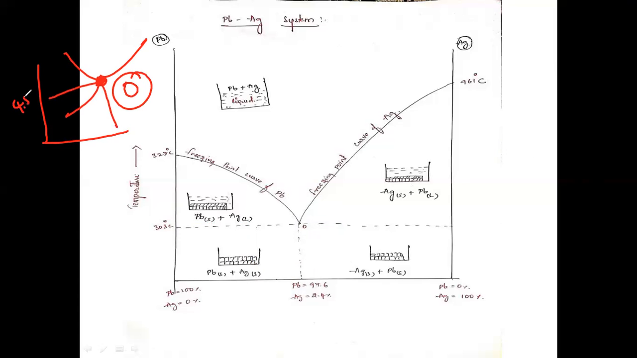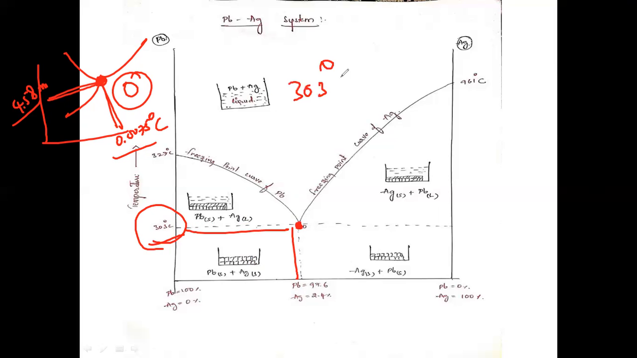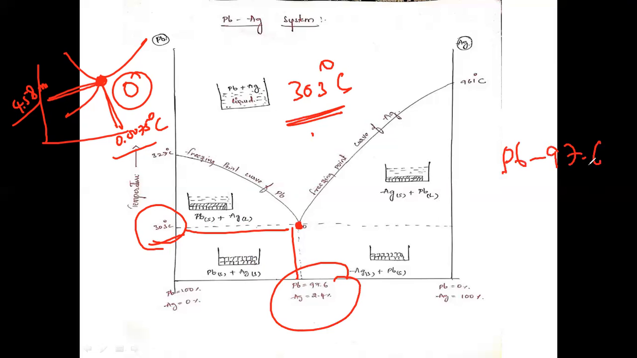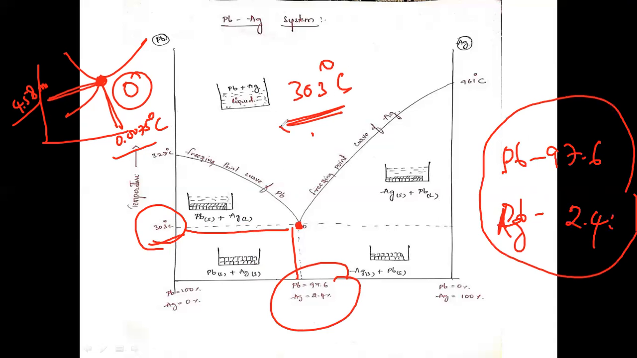Here the pressure is 4.58 mmHg and the temperature is 0.0075 degrees Celsius. That is the exact triple point of water. And here this is the eutectic point of this lead silver system. The value of this eutectic point is 303 degrees Celsius. This is the eutectic temperature, and this is the composition, called the eutectic composition: lead 97.6 and Ag 2.4. So this is the eutectic composition, this is the eutectic temperature, and this point is called the eutectic point.